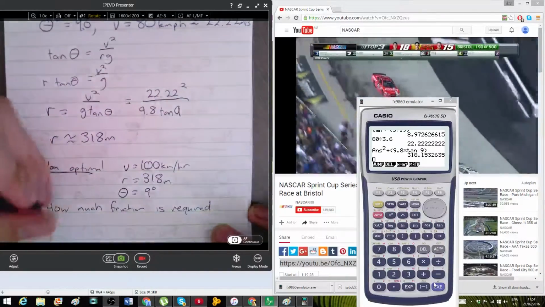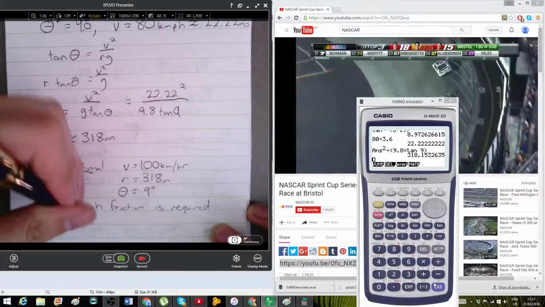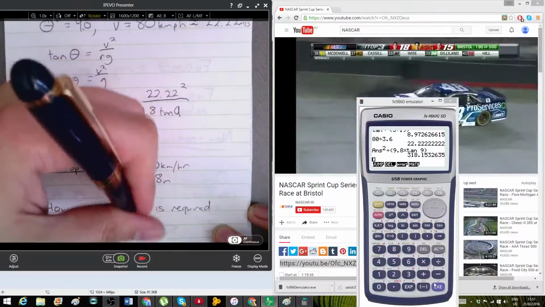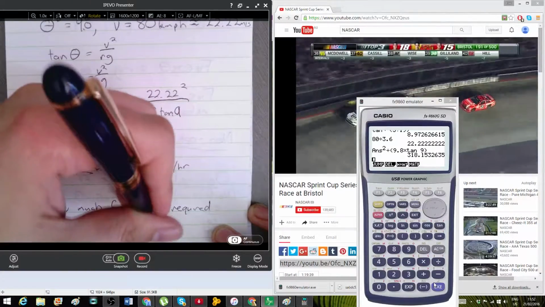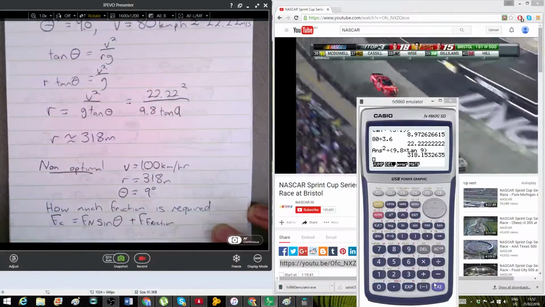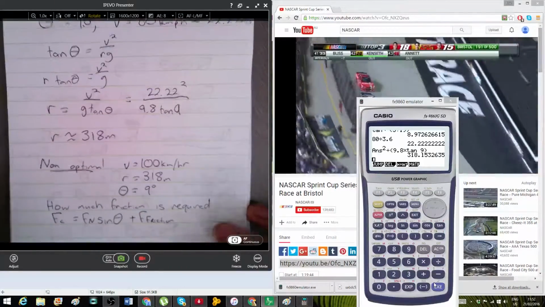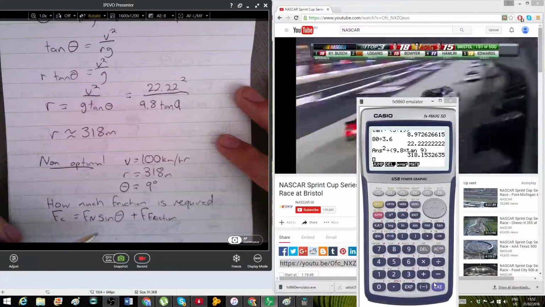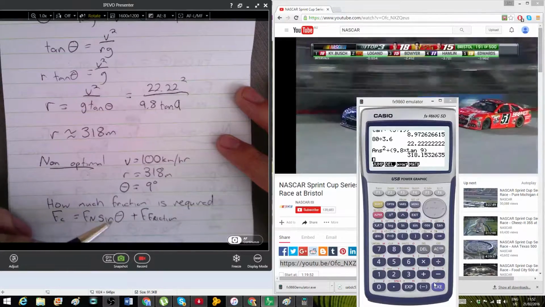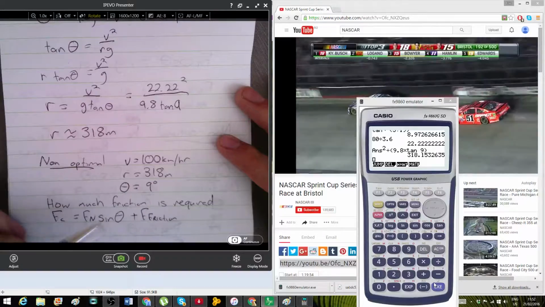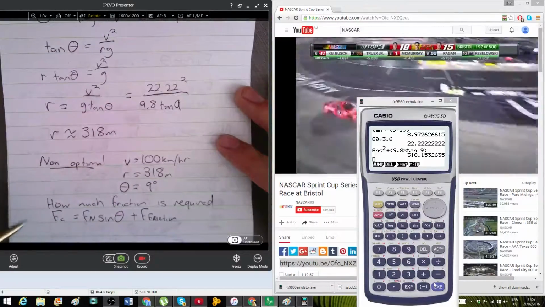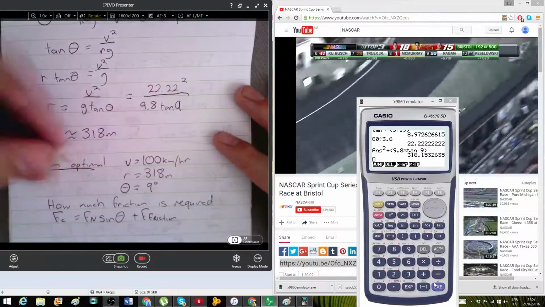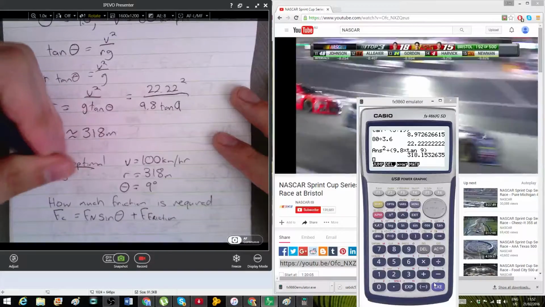So this goes back to force centrifugal equals Fn sine theta plus the force of friction. We can solve for the force of friction by basically working out the other two. So you have to work out the normal force, and sine theta is fine because we have the angle. Now, force centrifugal is fine, but we're missing one thing. I'm going to make the mass of the vehicle about 800 kilograms, which sounds fair.